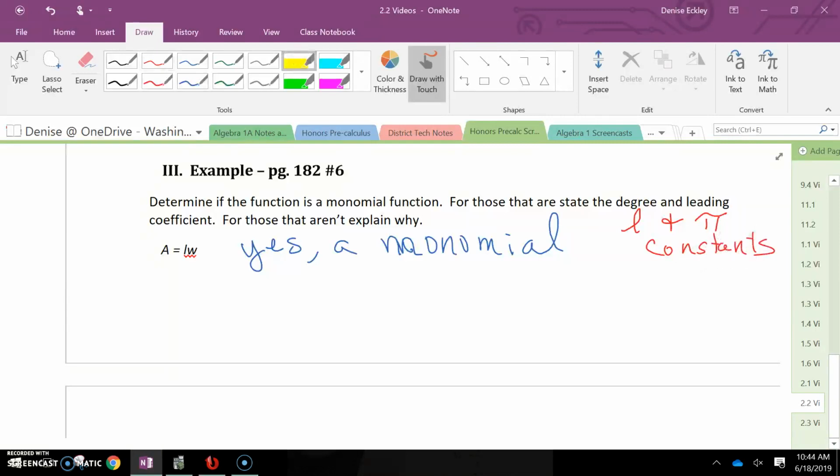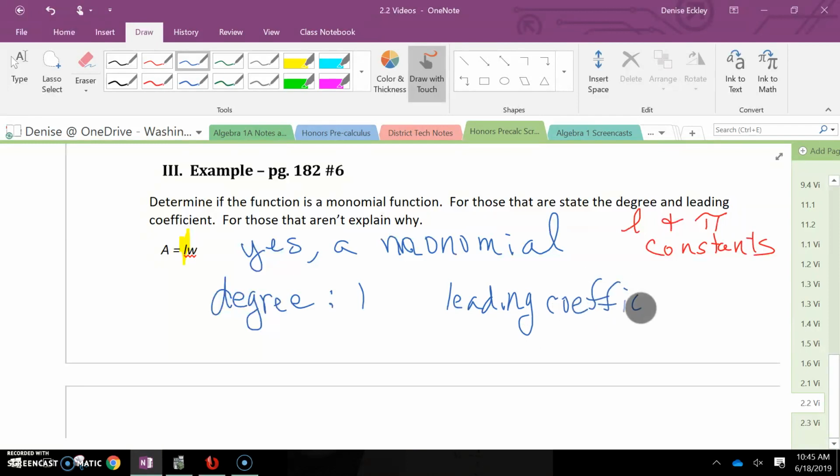So we have an L here, so that's going to be our leading coefficient. So our degree is going to be the exponent of the W, which is 1, and the leading coefficient, as I've already said, is L.